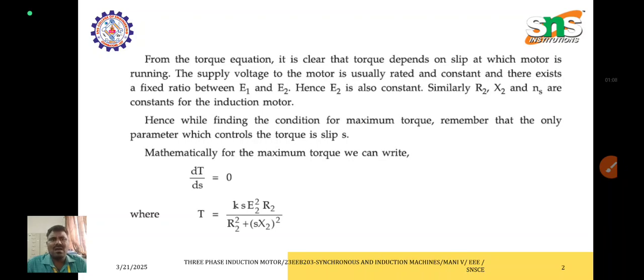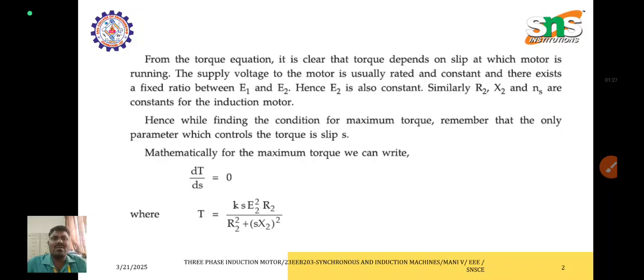The slip changes when the load or the speed changes. If you change the load of the three-phase induction machine, the speed will change. If the speed changes, the slip will change. So the torque produced inside the machine mainly depends on the slip.